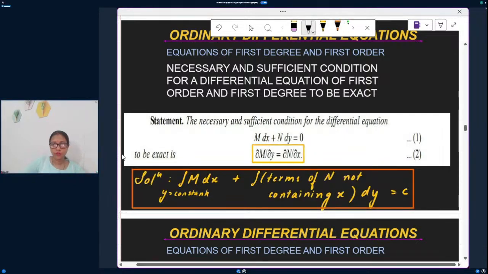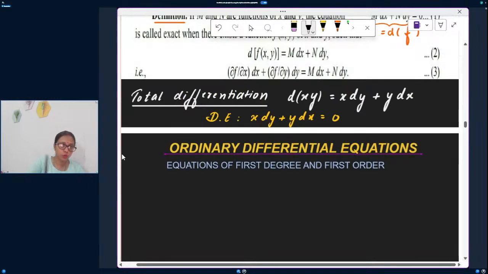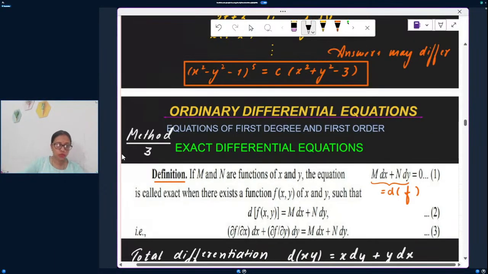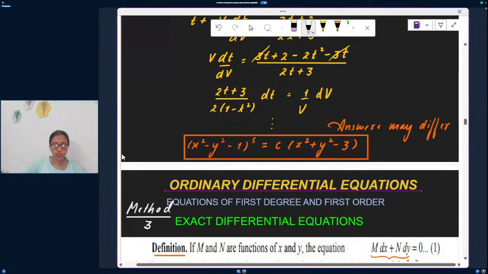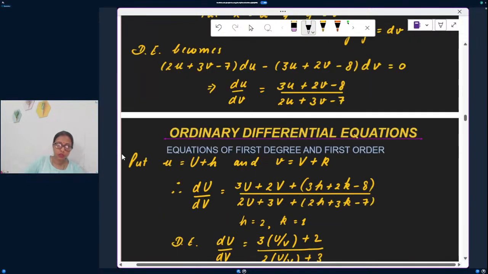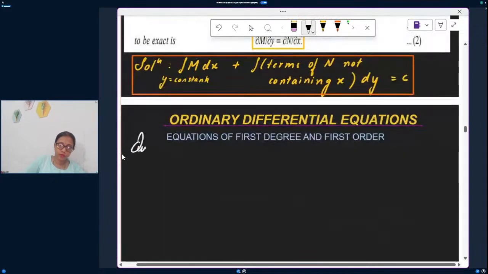Let's solve a question. So first we'll try to only apply the formula. That's why I'm taking only the equations which are exact already. Then we'll see how to reduce it to exact if it is not exact. Question number 7.